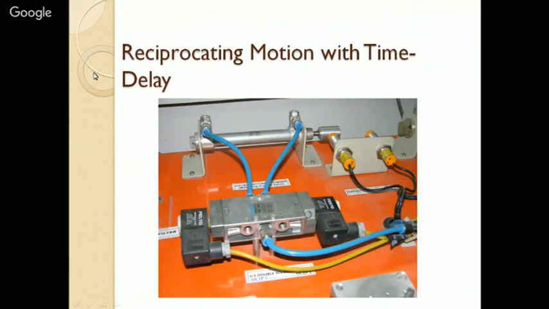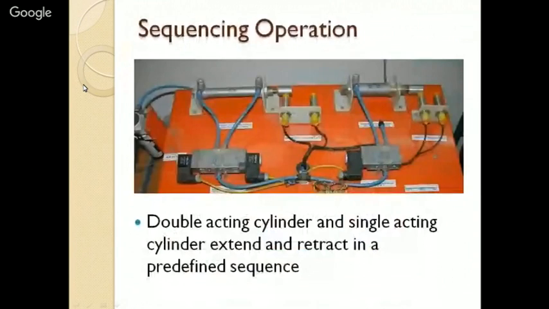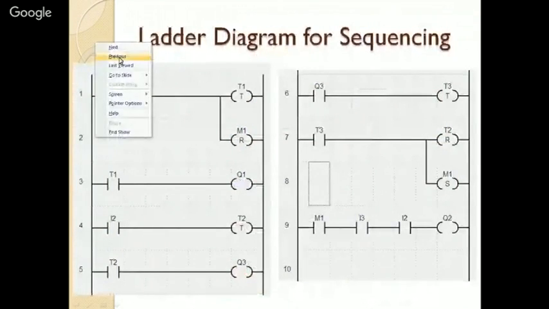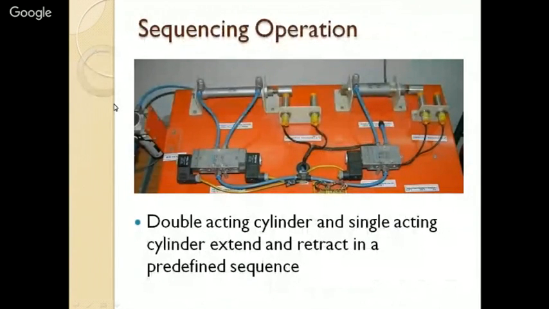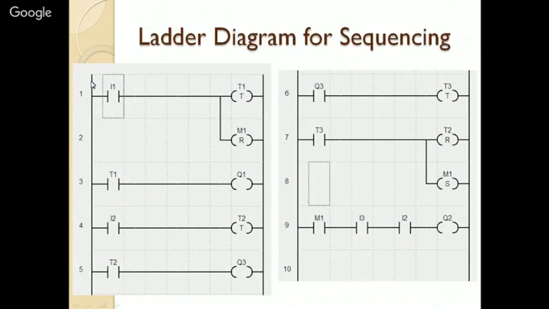Okay, this timer and counter we have done. Now a sequencing operation, it is basically logic only. So what is sequencing? Double acting cylinders and single acting cylinders extend and retract in a predefined sequence. So in this program, although we will not discuss in detail, what you can see is we have a sensor I1, that is a proximity switch.